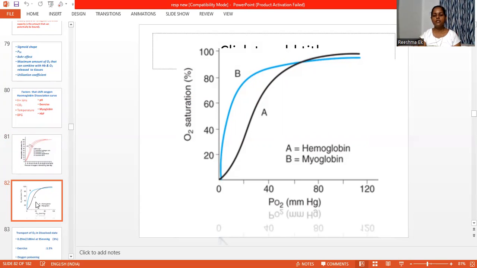This graph shows the affinity of hemoglobin with oxygen and also myoglobin with oxygen. So from this graph, it is clear that myoglobin has a stronger affinity towards oxygen than hemoglobin.